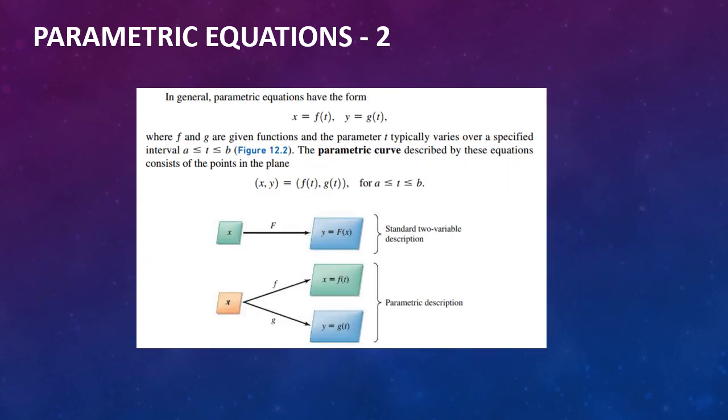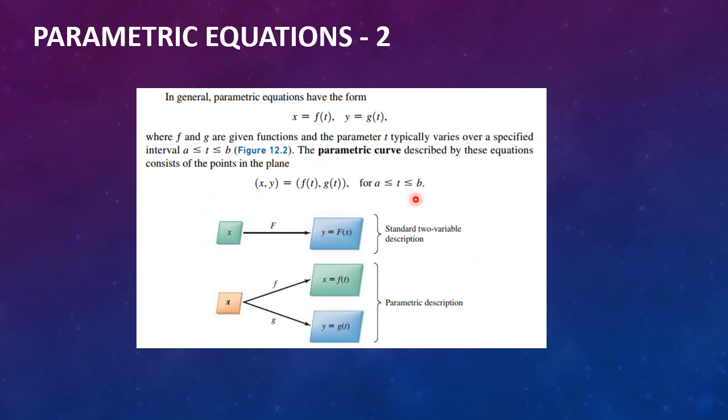In general, parametric equations have the form x is a function of t, and y is also a function of t, where f and g are different given functions, and the parameter t typically varies over a specified interval, for example between a and b, that we saw in the last example. The parametric curve described by these equations consists of the points (x, y) equals (f of t, g of t) for t between the interval values of a and b. And so you have a diagram here.